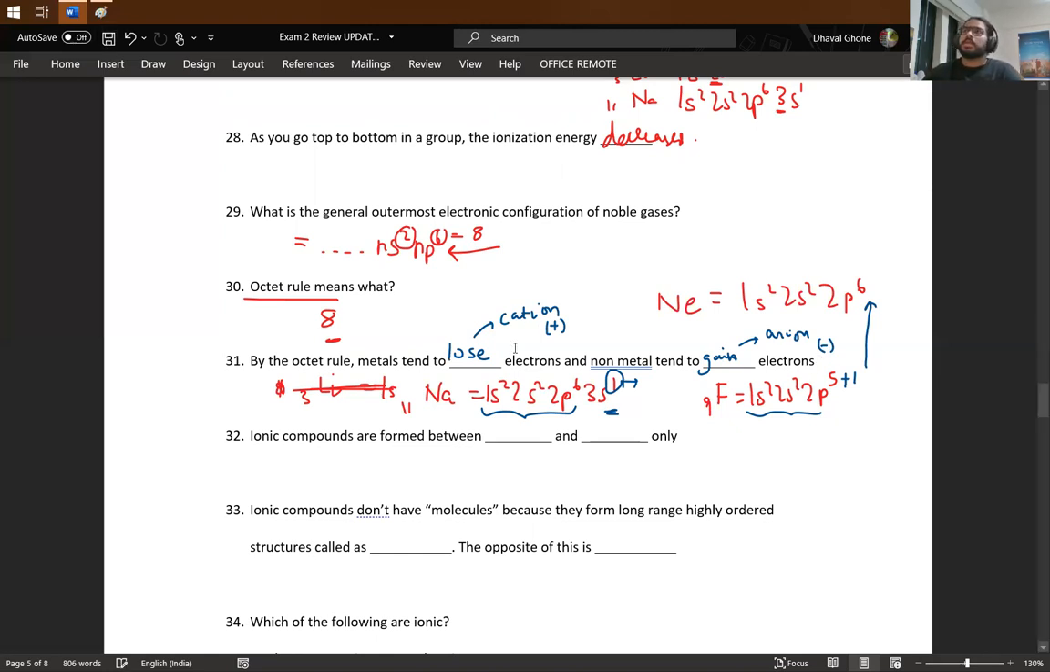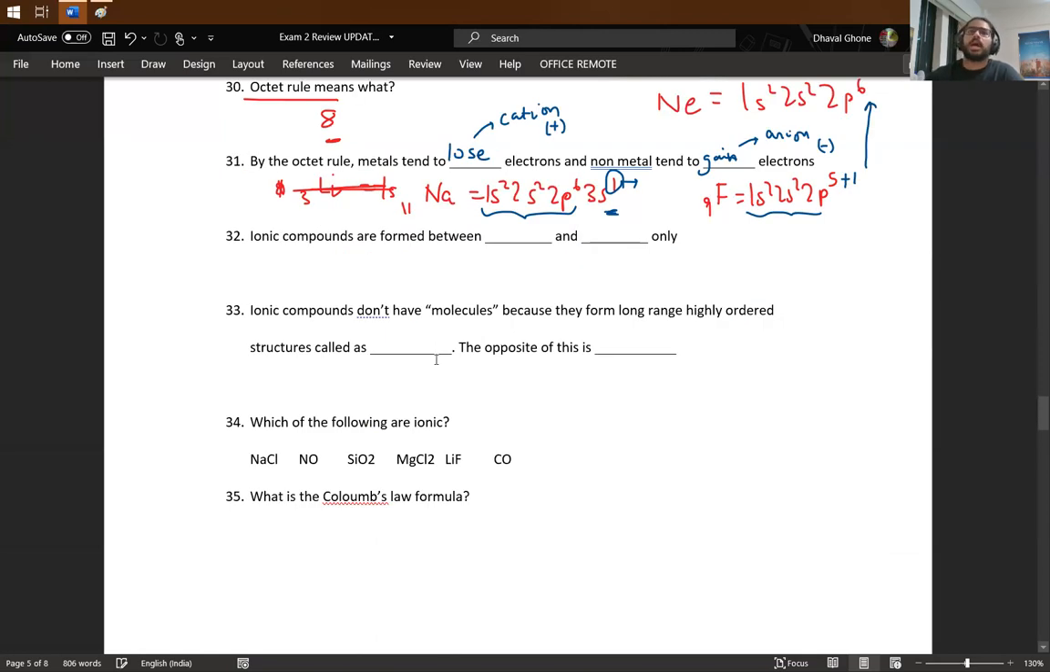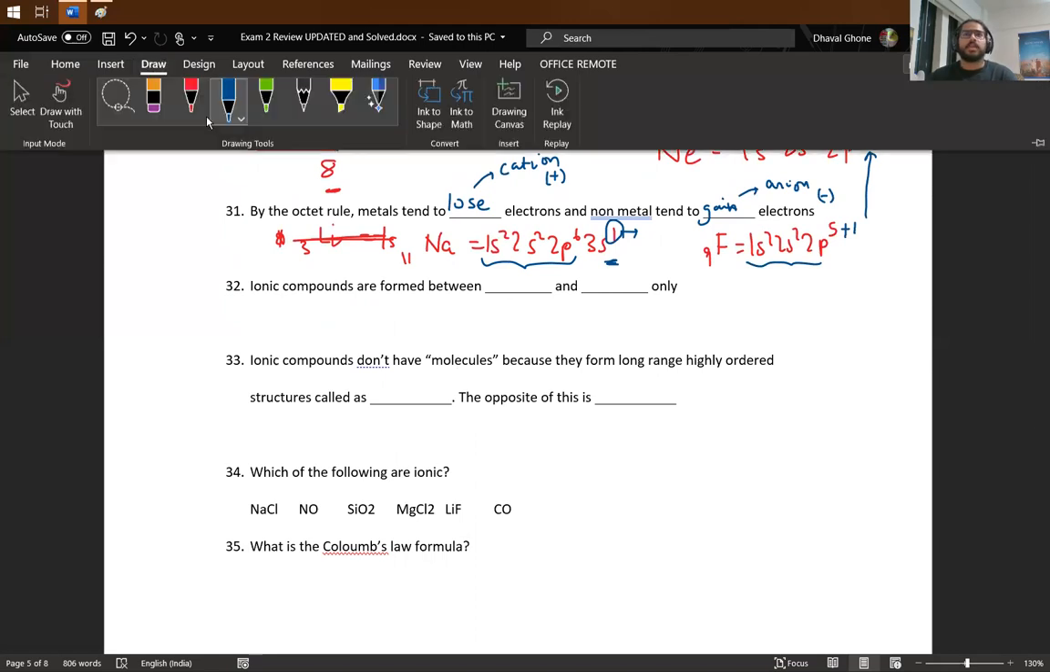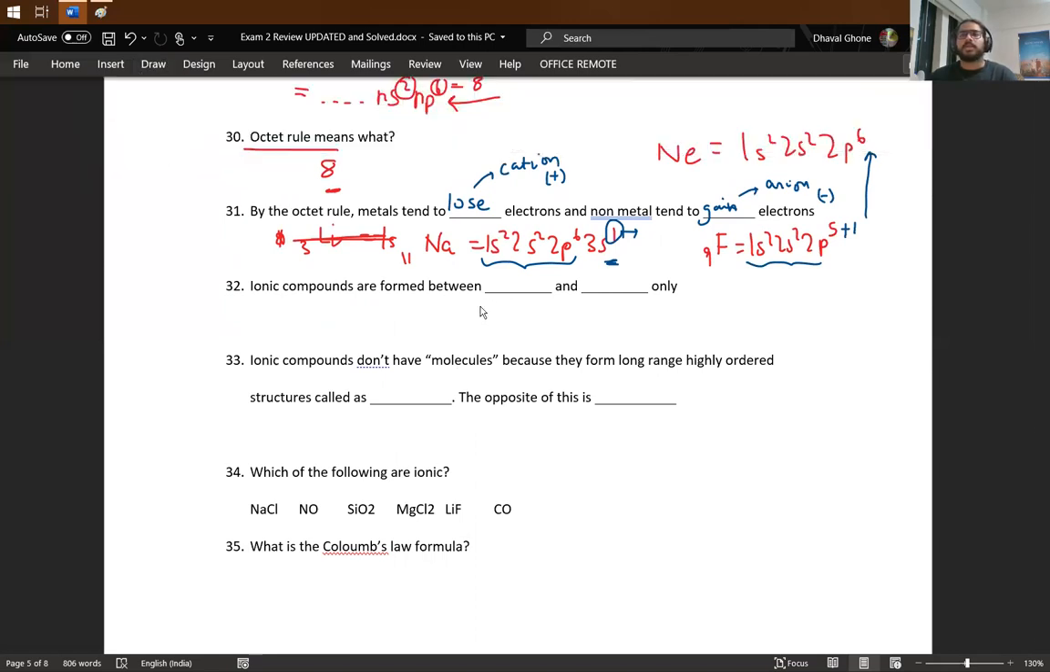Moving on to the next question. The next question says ionic compounds are formed between blank and blank only. To form an ionic compound, you need to have an ionic bond. An ionic bond is a bond in which electrons are completely transferred, not shared. This complete transfer happens only when you form ions, right? Metals form cations and non-metals form anions. So the answer to this question would be metals and non-metals only.